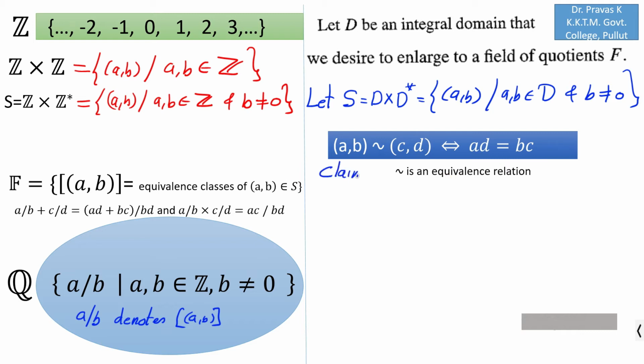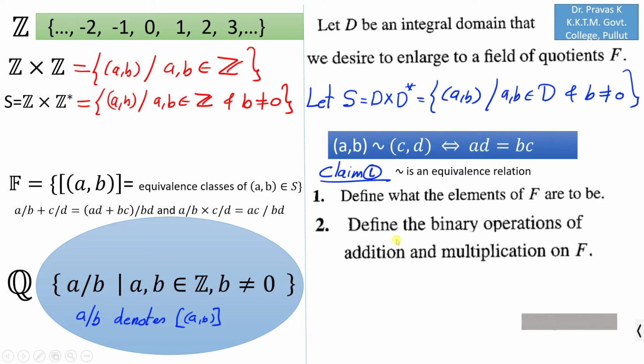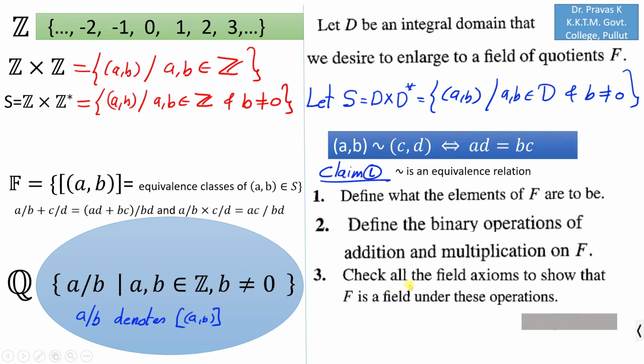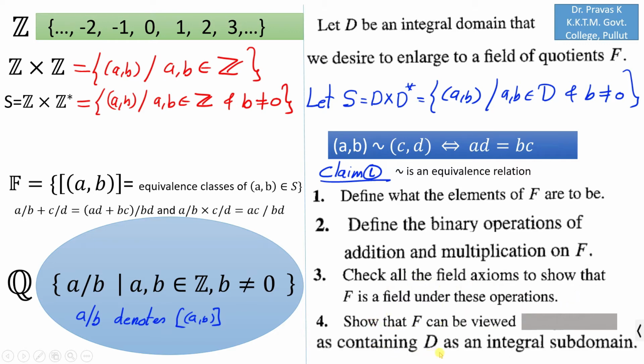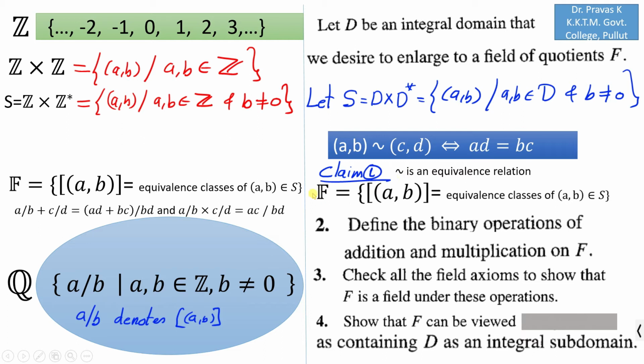Our first claim is that tilde is an equivalence relation, and we will be proving it in the very next slide. So in that way we define the elements of capital F, and after that we define the operations, the addition and multiplication in capital F. We then prove that capital F is a field under these operations and the integral domain capital D is contained in capital F. So once tilde is an equivalence relation, we define capital F to be the collection of all equivalence classes of ordered pairs (a, b) in S.